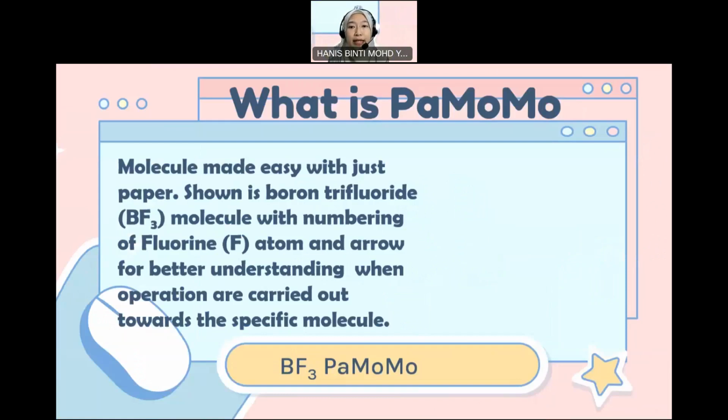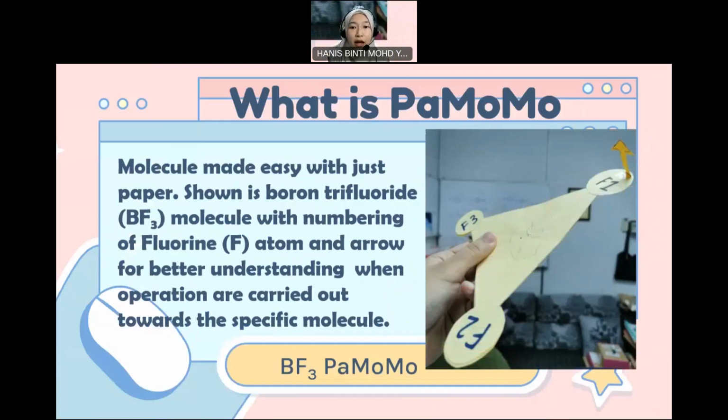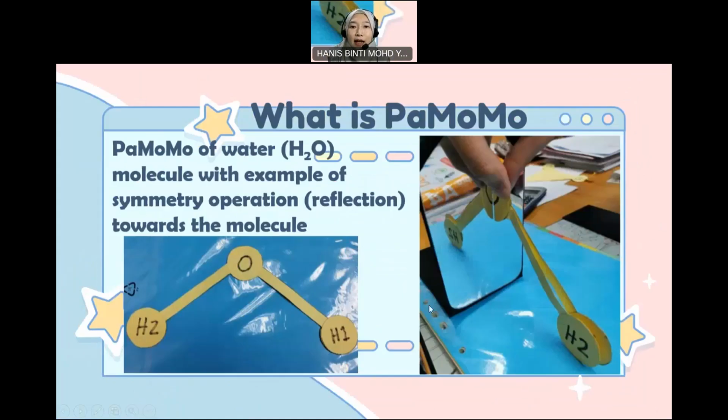PaMoMo is molecules made easy with just paper. Shown is the boron trifluoride molecule, BF3, with numbering of fluorine atoms and arrows for better understanding when operations are carried out with the specific molecule. So this is BF3 PaMoMo.